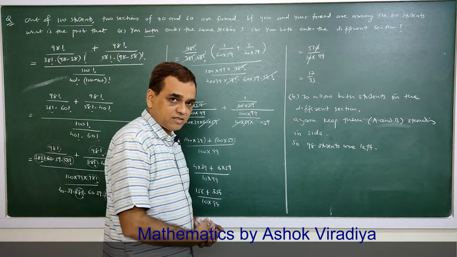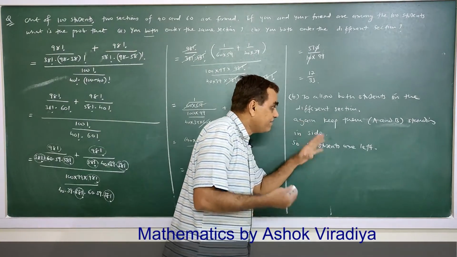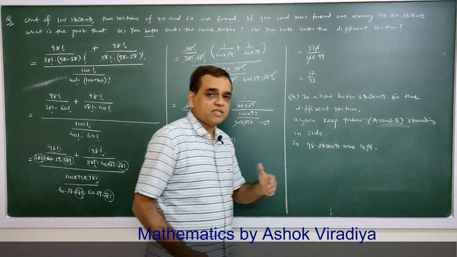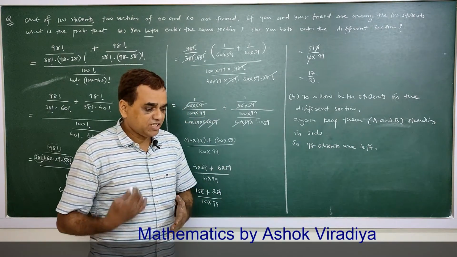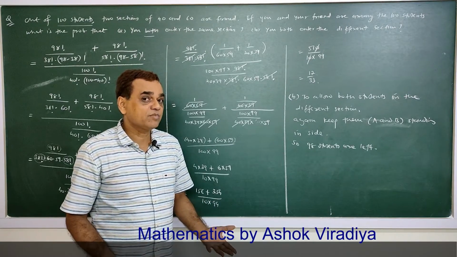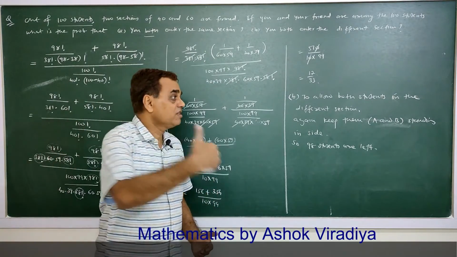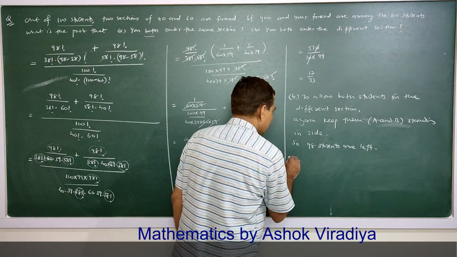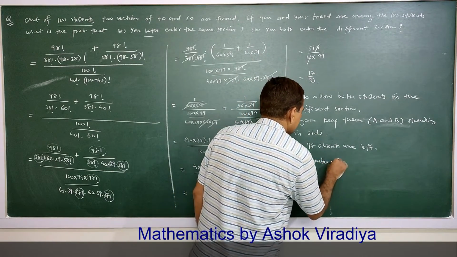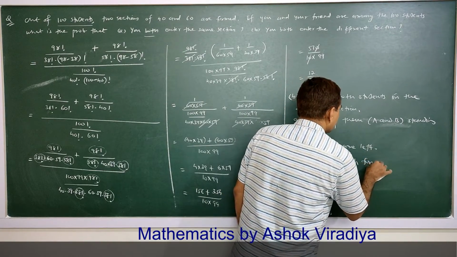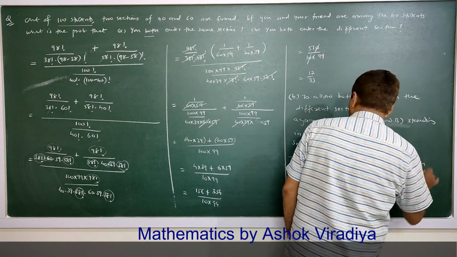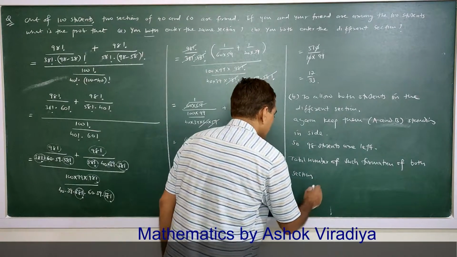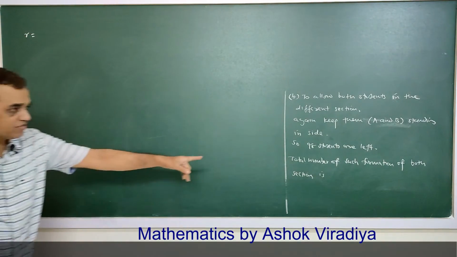Now we discuss cases. To allow both in different section, first of all we will allow A in section of 40 students, B in section of 60 students. Then next time B will be in section of 40 students, A will be in section of 60 students. So to perform this procedure, total number of such selections, total number of such formation of both sections is equal to R.